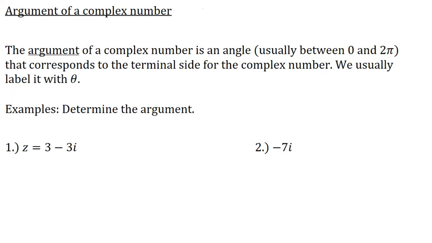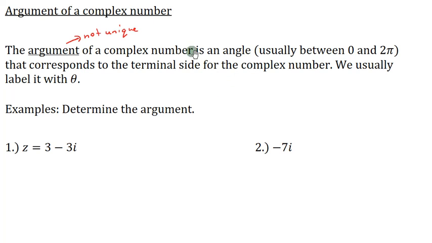Now, the argument is not unique, meaning one complex number can have many different arguments because you don't have to put this restriction on it that your argument's between 0 and 2 pi. So your argument could be negative if you rotate in the negative direction. It could be past one revolution of the coordinate plane, etc. Okay, so that's kind of interesting about the argument.